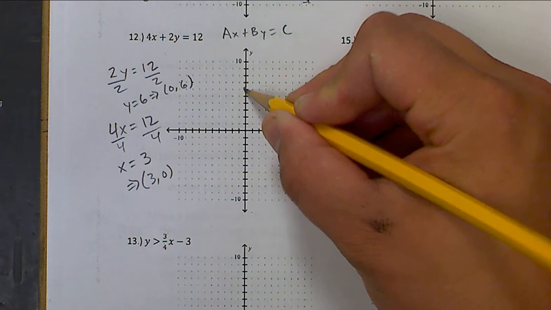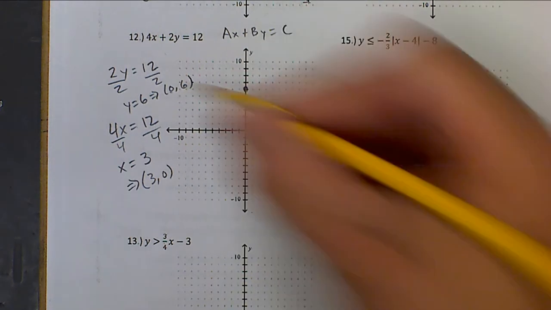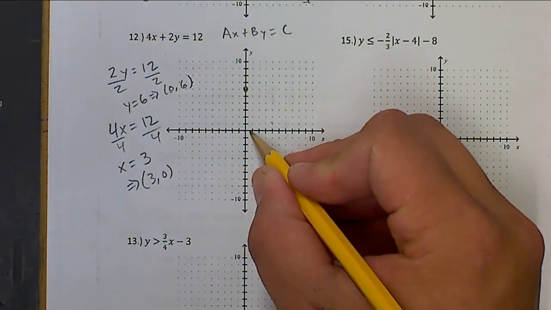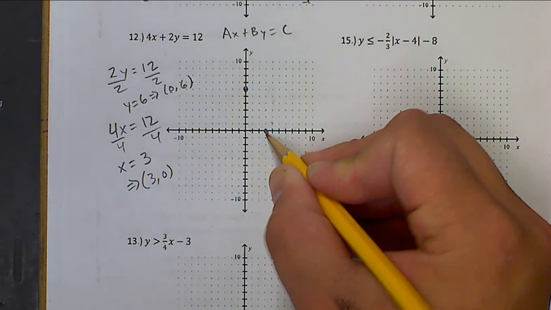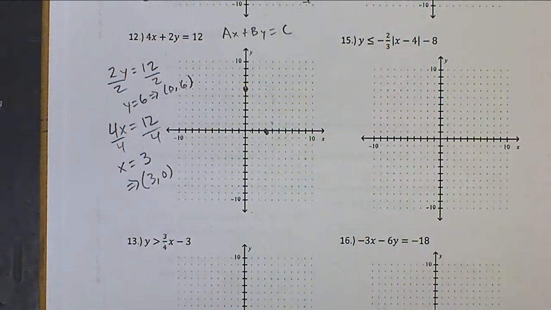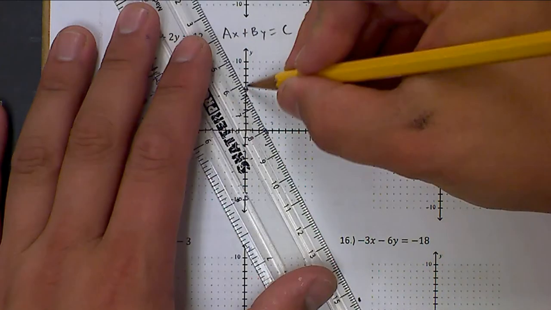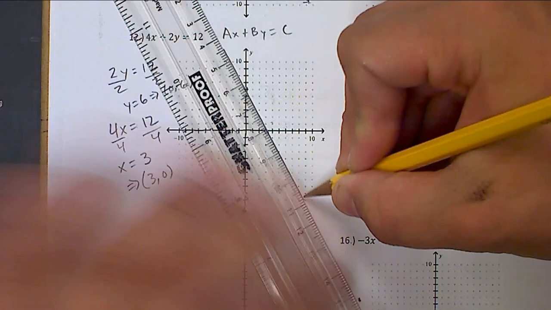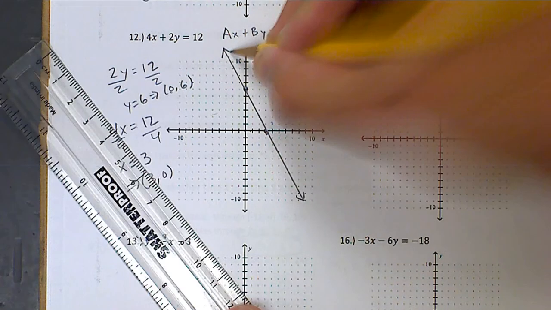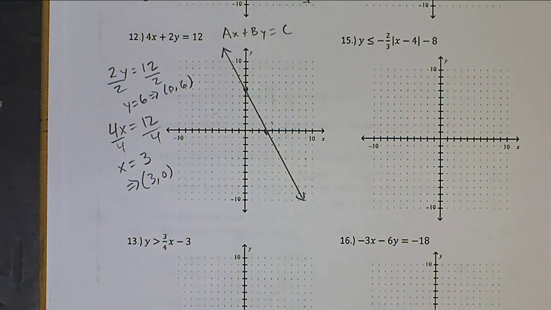That's the y-intercept, or actually I got it from this point right here. 3, 0, 1, 2, 3. Here's the second point, (3, 0). That's the x-intercept. I have 2 points. That's all I need to draw a line. I'm going to go ahead and draw this line. Make sure to put arrows at the end. And this is not an inequality, so there's no shading.